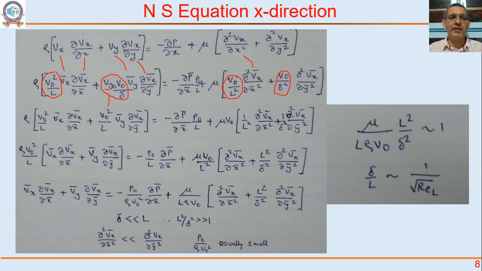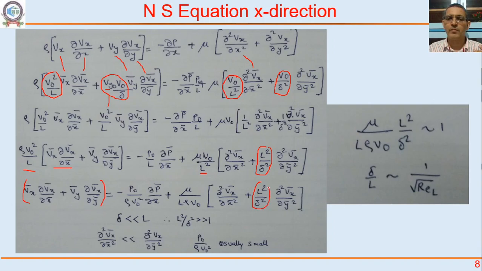V naught square by L we can take out common, right? That's what I have done here. So I get this mu V naught, L square I have taken out common, so I get this term L square by delta square, multiplied throughout by L divided by rho V naught square. So I get on the left hand side the convective terms, and on the right P naught by rho V naught square, like 1 by Euler number, and mu by L rho V naught, L square by delta square.